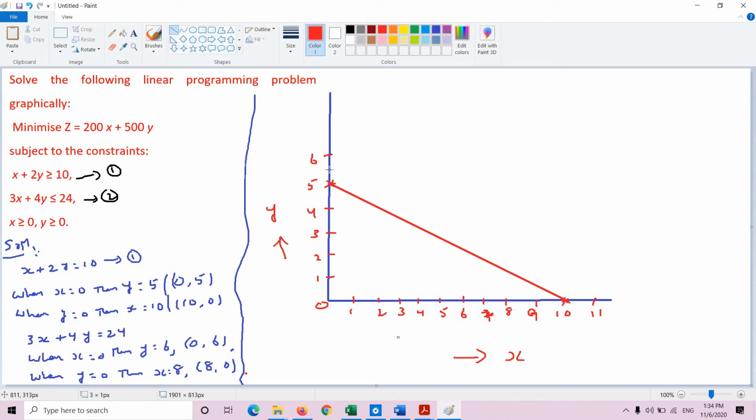This is the line we added. Adding these 2 coordinates, this is equation number 1. Now, what is the significance of this one? x plus 2y is greater than or equal to 10. Okay, x plus 2y greater than or equal to 10.